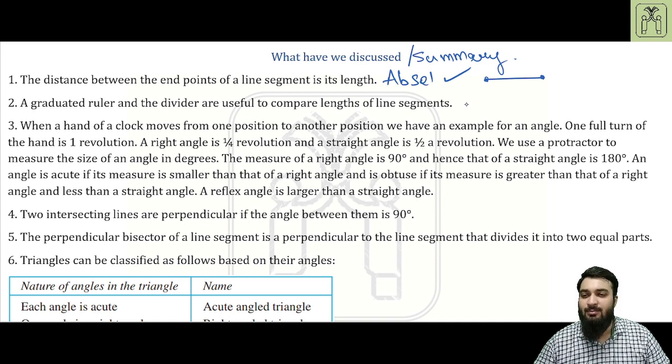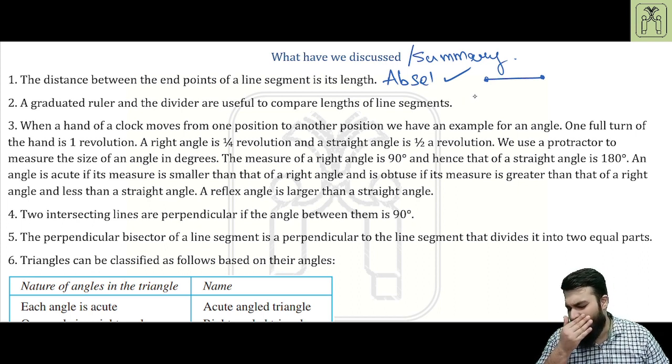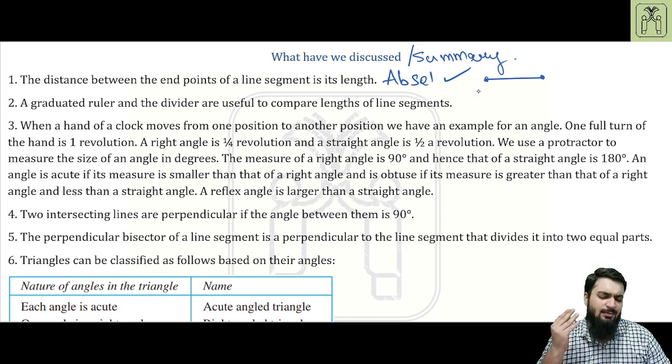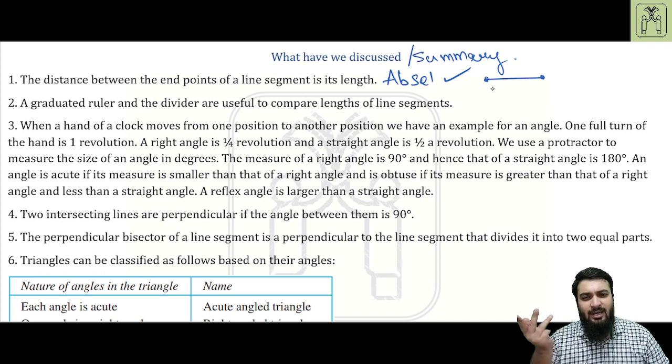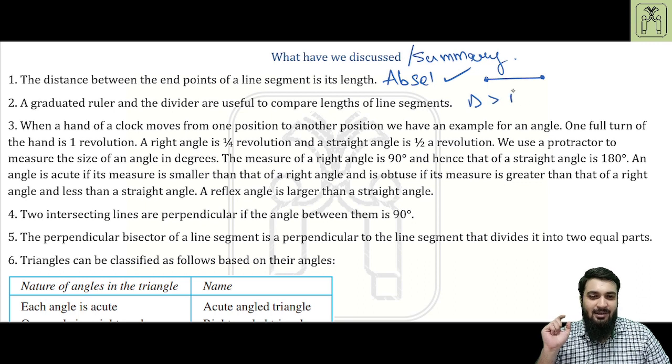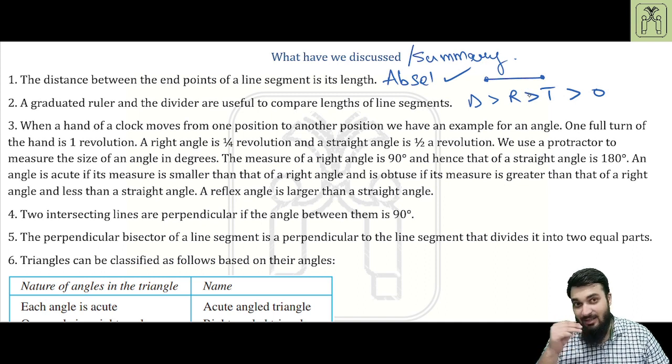Okay, so point number 2, a graduated ruler and a divider are useful to compare lengths of line segments. The methods of comparing length were 3: observation, tracing, and ruler and divider, in which the most accurate is divider, after that it is ruler, after that tracing, and after that observation. ये क्या क्या होते हैं? We have studied that in the first part of this chapter 5. Please watch it in case you have not watched it.